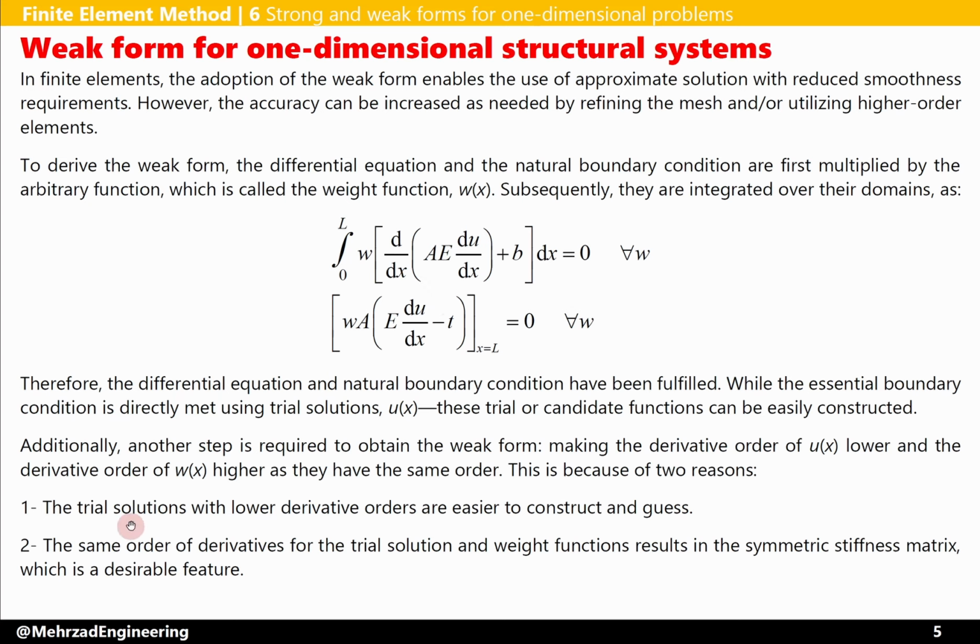One, trial solutions with lower derivative orders are easier to construct and guess, and the second reason is the same order of derivatives for the trial solution and weight functions results in a symmetric stiffness matrix, which is a desirable feature.